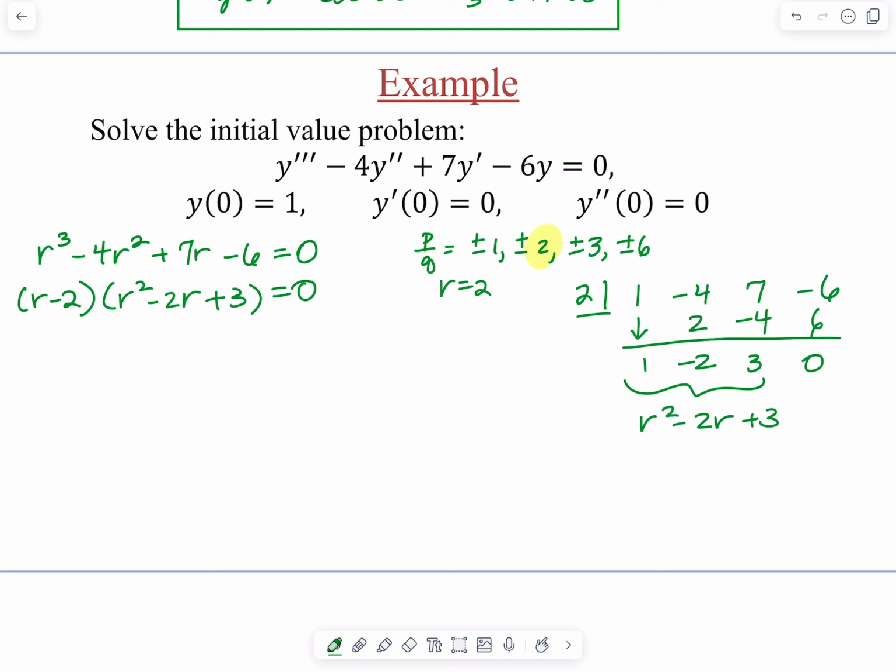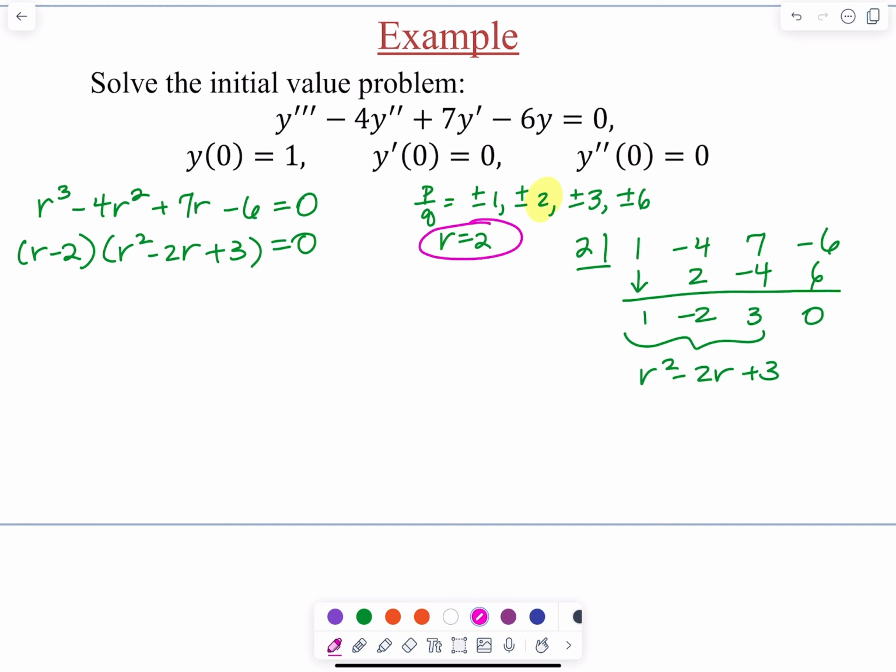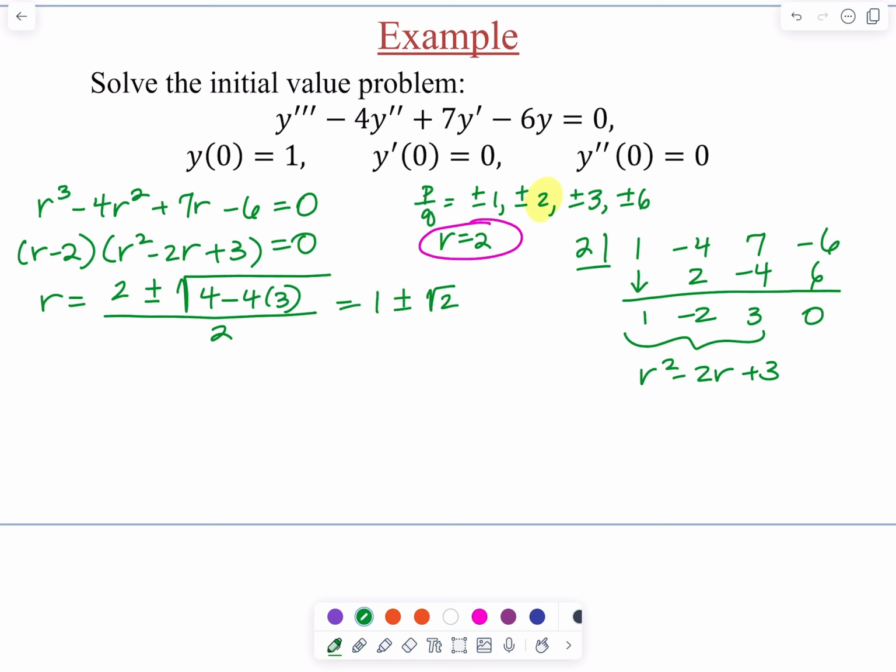Let's go ahead. We already have one solution, so go ahead and circle that. Now we'll find the others. So we have r equals 2 plus or minus the square root of 4 minus 4 times 3, all over 2. And if you work that out, you'll get 1 plus or minus root 2 i.